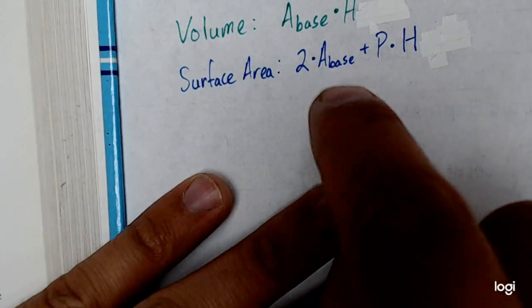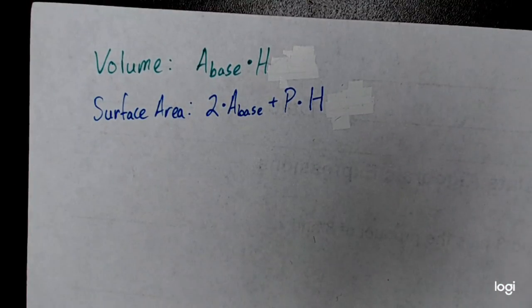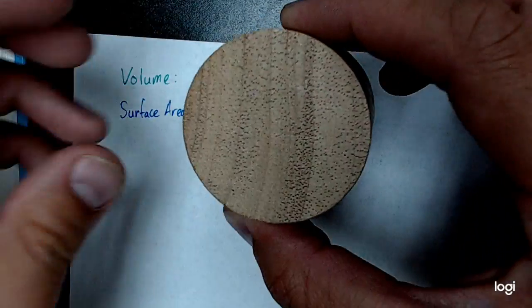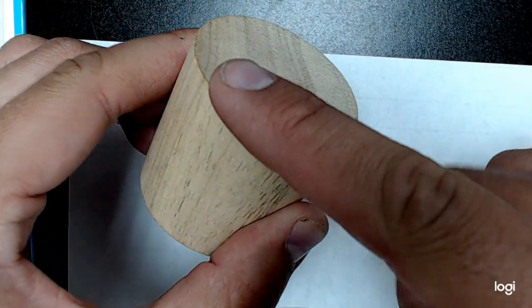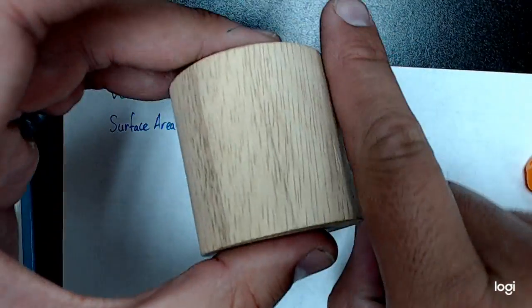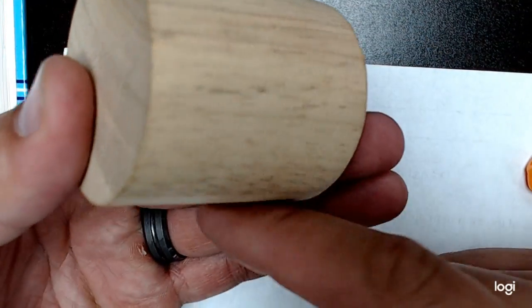volume. Now, the main formula that I've had you guys memorize for surface area is 2 times the area of the base plus the perimeter times the height, right? So 2 times the area of the base for the surface area will give us 1 area, 2 areas, right? We've got 2 flat surfaces. The hard part usually becomes, how in the world do I figure out the area of this curved side?